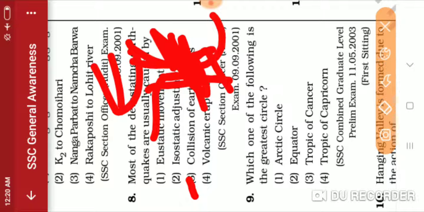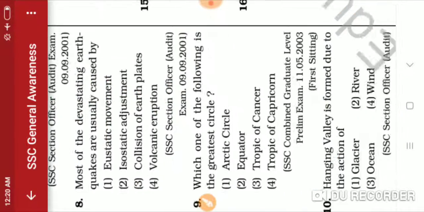Next question. Which one of the following is the greatest circle? Of course, the equator is the greatest circle. Next question, number 10. Hanjing Valley is formed due to the action of the glacier. It's very important. Always remember Hanjing Valley.